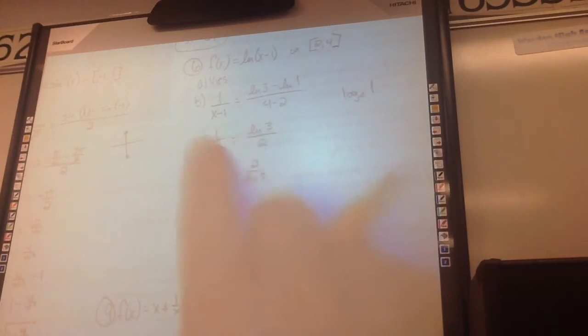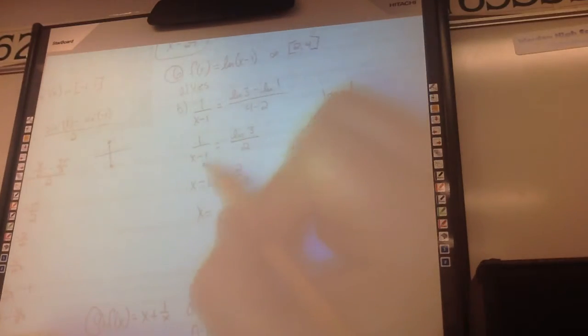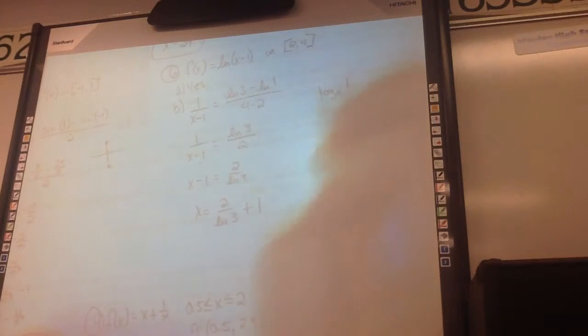Then you have that. Whenever you have something like that, you know the easy, fast way to do it? Just flip both sides. You could multiply by x minus, you could do the whole thing, but that's a lot of work.